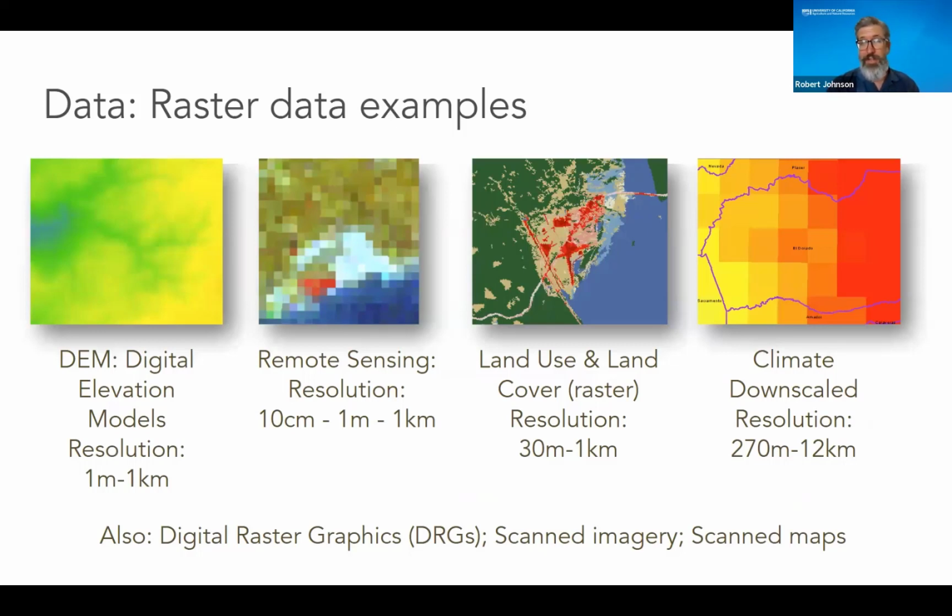You can also do things like land use and land cover that we called out in the vector one, except this time it's a grid-based rather than polygon-based version, usually derived from some sort of remote sensing data or aerial imagery. And a lot of times these days, we also work with downscaled climate data. This is oftentimes very large resolution to cover large areas and do analysis with.